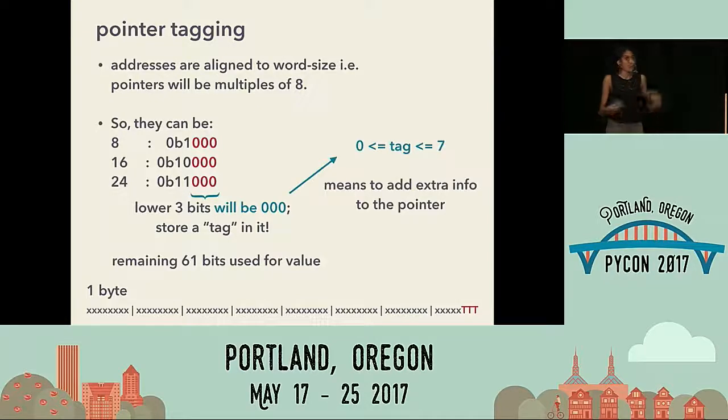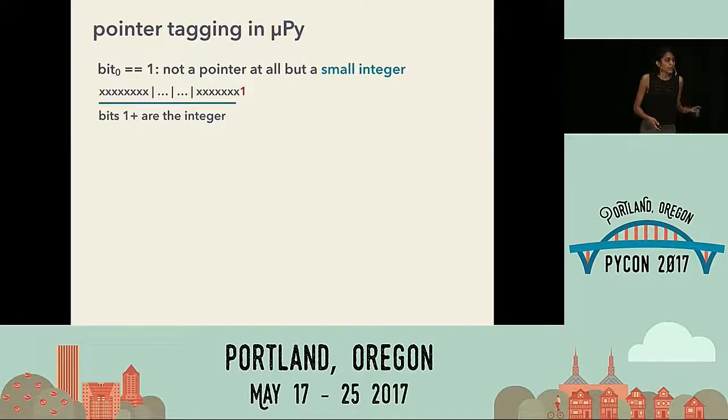What do you store? What does your tag look like? You can come up with any tagging scheme, right? You have 0 to 2 to the 3 minus 1, which is 0 to 7 values your tag can take on, and you can come up with any scheme. You can assign any meaning you like. So what does MicroPython do? Well, MicroPython does something even more clever.